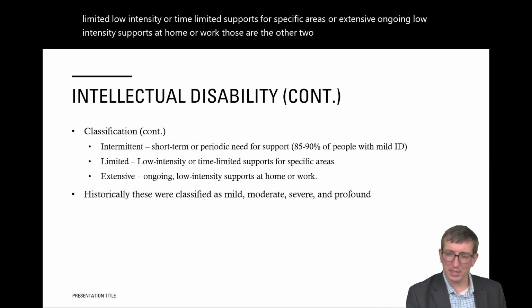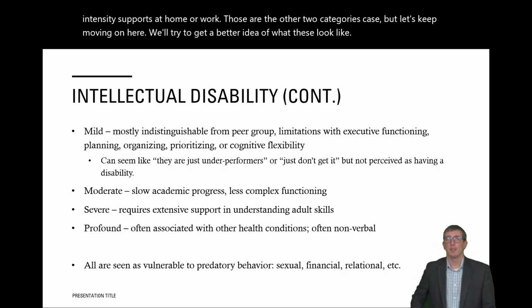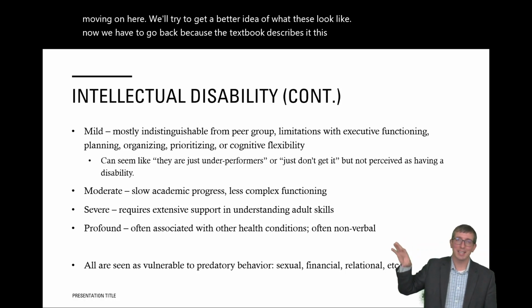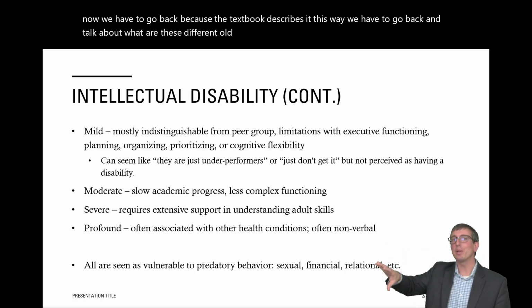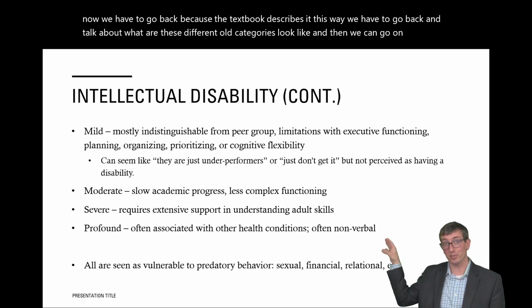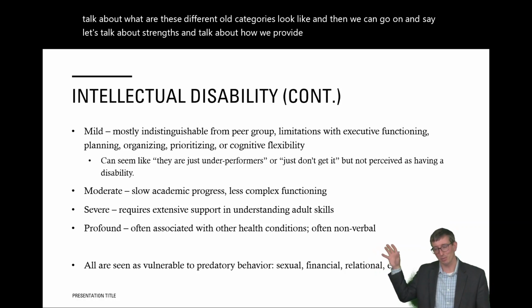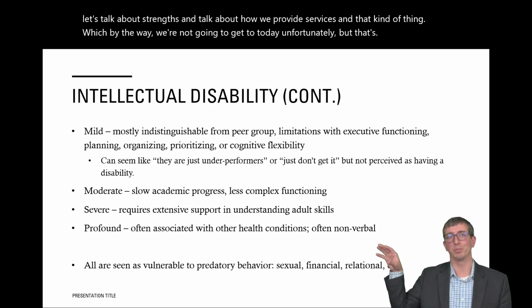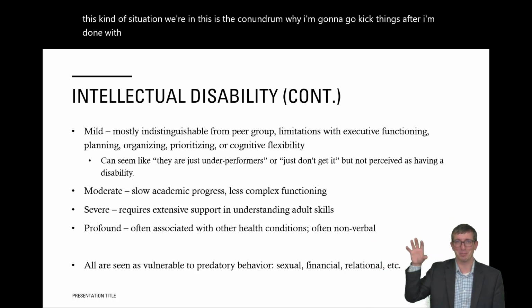Okay, but let's keep moving on here. We'll try to get a better idea of what these look like. Now we have to go back, because the textbook describes it this way, and talk about what these different old categories look like. And then we can go on and talk about strengths and how we provide services, which, by the way, we're not going to get to today, unfortunately, but this is the situation we're in. This is the conundrum. I'm going to go kick things after I'm done with this, because I don't think I'm doing a very good job of this.